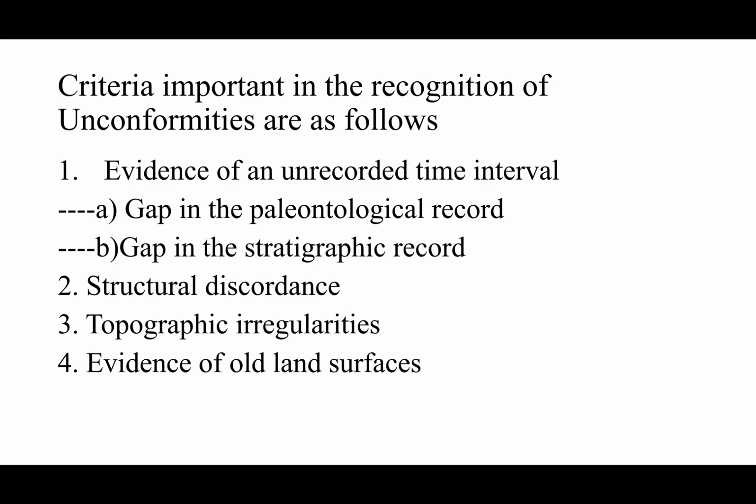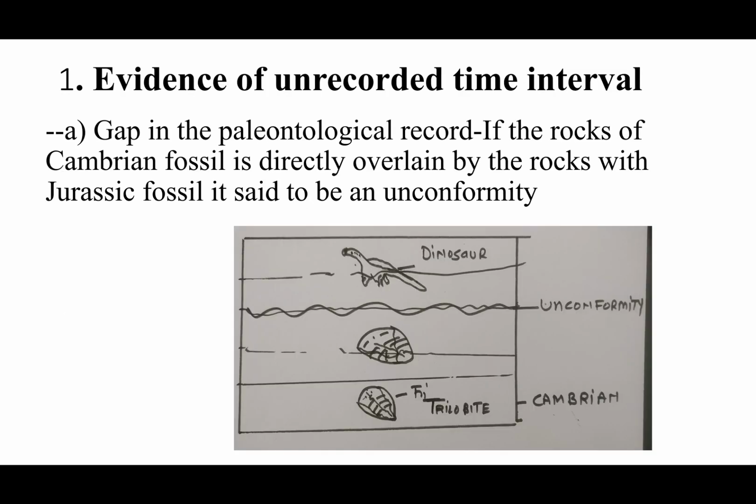There are different criteria to identify unconformities in the field. First is evidence of an unrecorded time interval. This can be found with the help of the paleontological record or the stratigraphic record. The second criterion geologists apply in the field is structural discordance. The third is topographic irregularities, and the fourth is evidence of old land surfaces. The evidence of an unrecorded time interval is widely used to identify unconformities in the field.